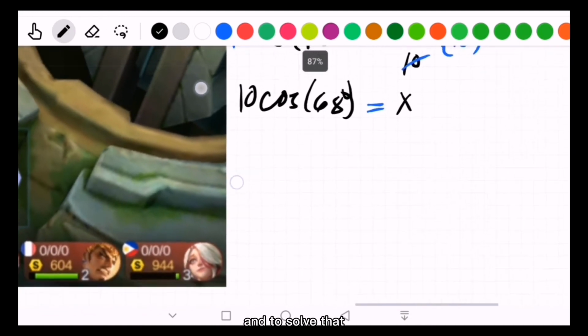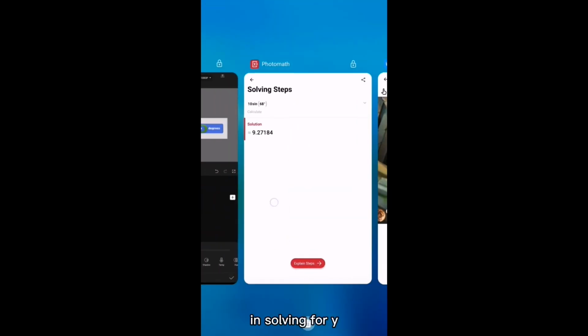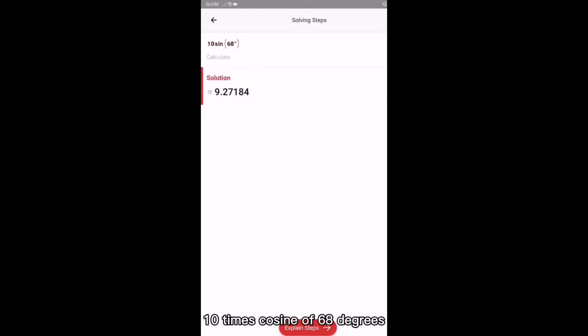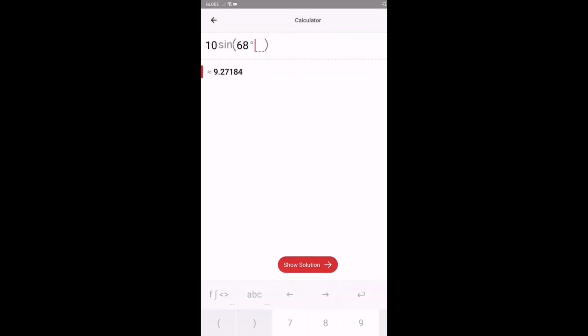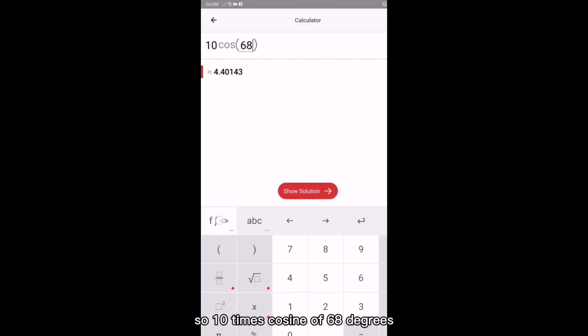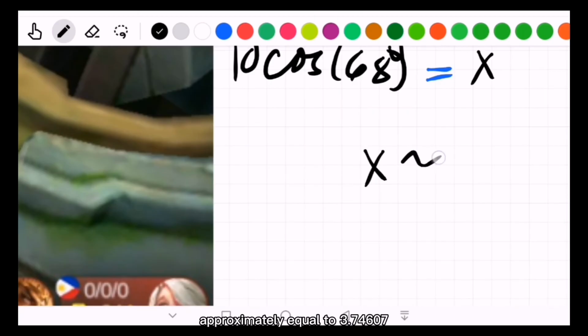And to solve that, we could actually use a calculator, same as the way we did it with the first example in solving for y. But this time we'll be using 10 times cosine of 68 degrees. So 10 times cosine of 68 degrees is actually 3.74607, approximately.